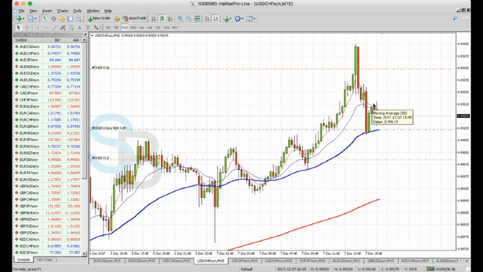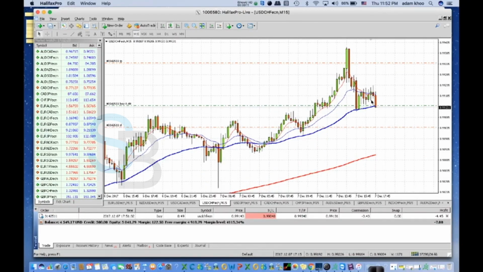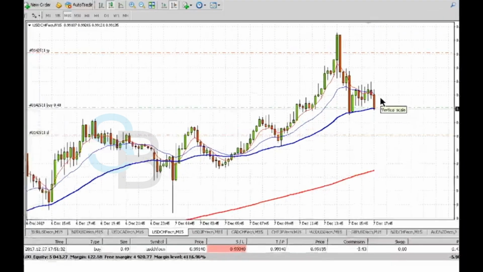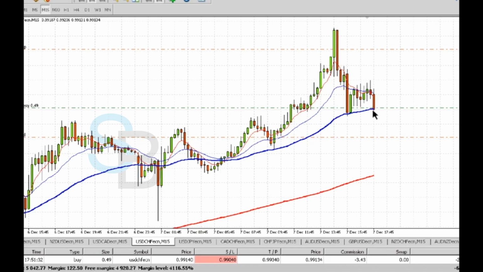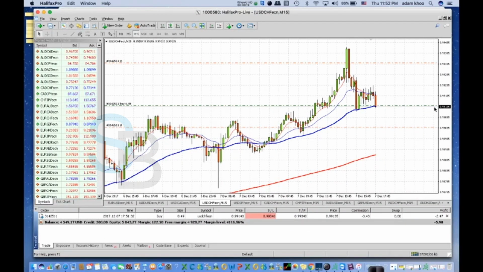Right, so after waiting for about an hour, you can see the price did retrace, and it has hit our buy order. I actually shifted the buy order up slightly by 1 pip. I shifted my stop loss up by 1 pip and my take profit up slightly by 1 pip because the moving average has moved up slightly from where it was. Okay, so the order was triggered.